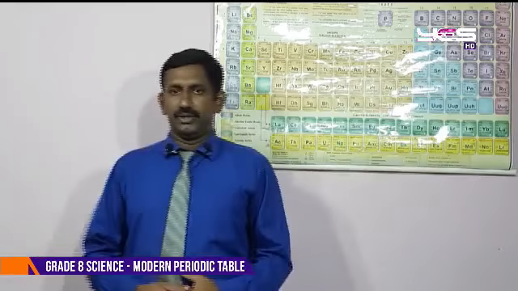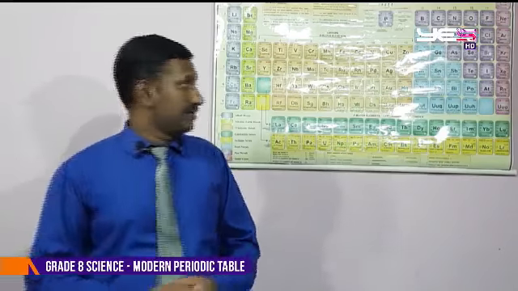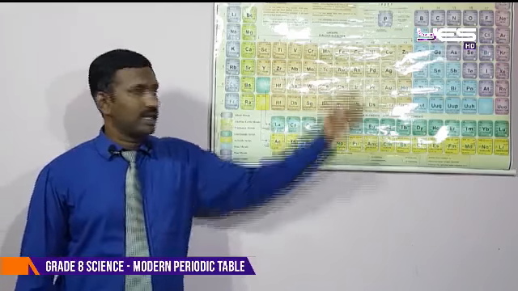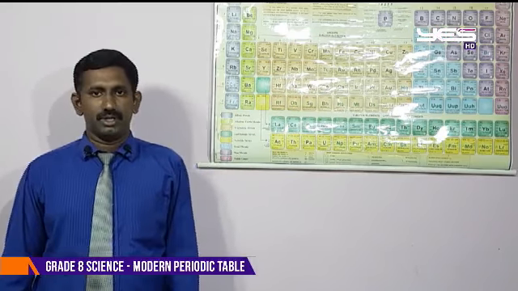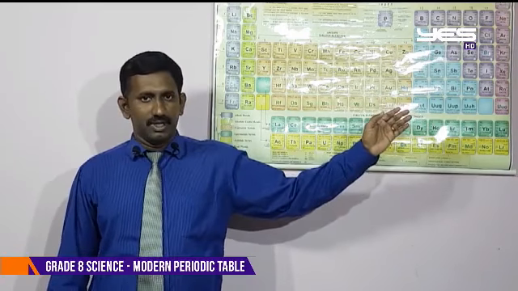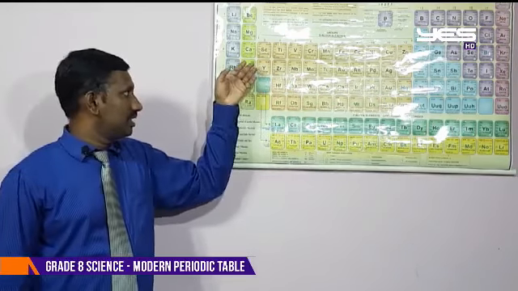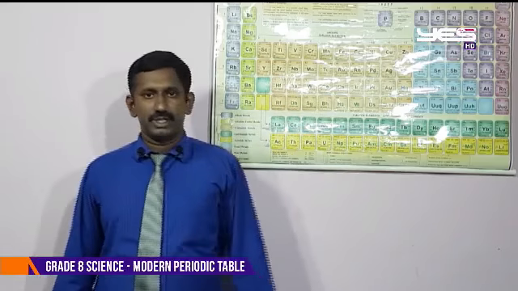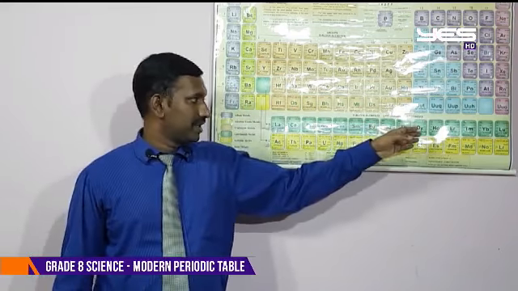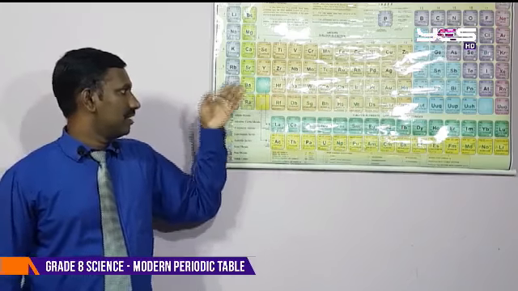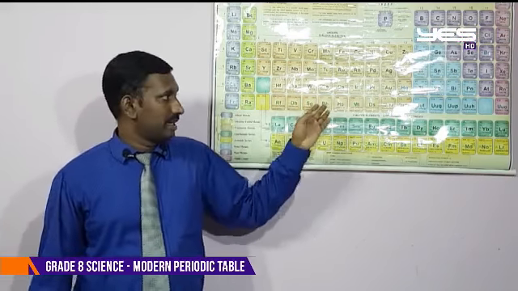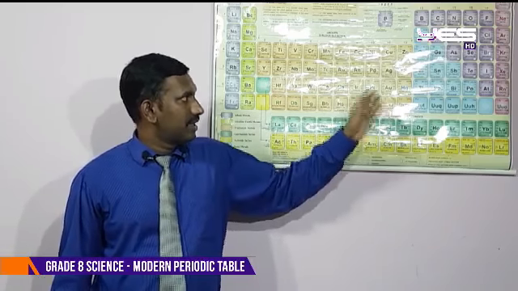Okay, what did we learn in today's class? We learned about the modern periodic table, how the elements are arranged in the modern periodic table, and in the order of which criteria the elements are arranged. Then we learned about groups and periods in the periodic table, how many groups and periods there are, then the arrangement of elements as metals, non-metals, metalloids, etc.